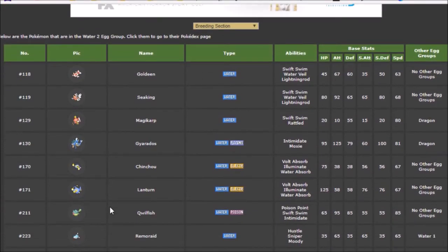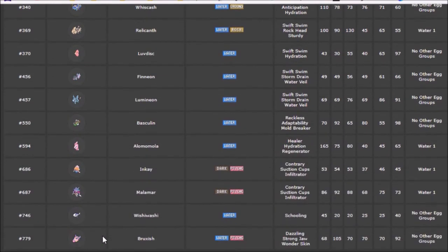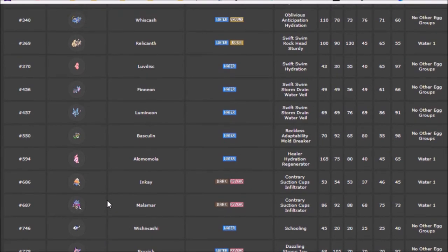They are the most aquatic, the most fish-like in body shape, and the most likely to not leave water. You have your Goldeens and your Magikarps and your Wailords and your, you know, Whiscash and your Wishiwashi and Bruxish. It's curious to note that Inkay and Malamar, which are not water types, are both in Water 1 and Water 2, meaning that combination suggests that they live in water a lot. Now, the fact that they're Water 1 suggests that they can leave water. But the fact that they're in Water 2 suggests that they wouldn't leave water. But we already know that they do leave water and, in fact, are never in water. So that just goes to show you that every egg group has its anomalies, exceptions to the rule.